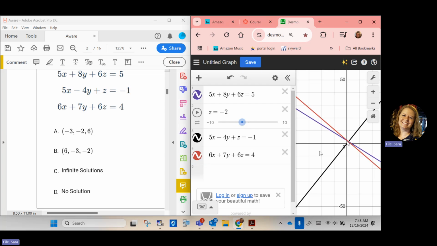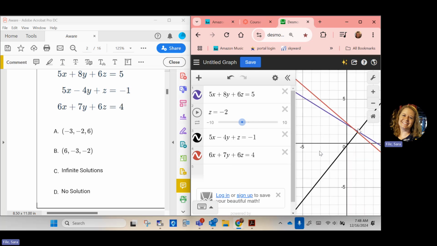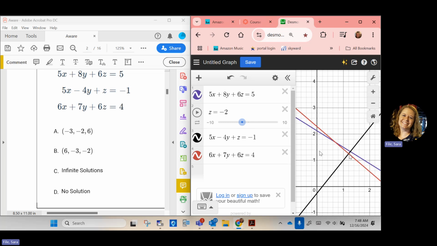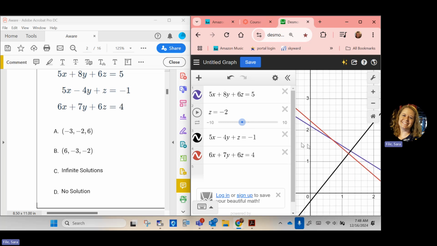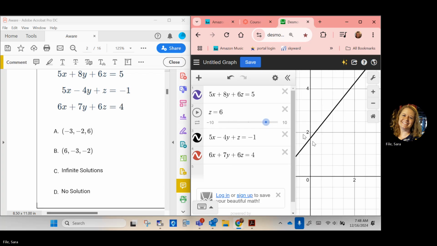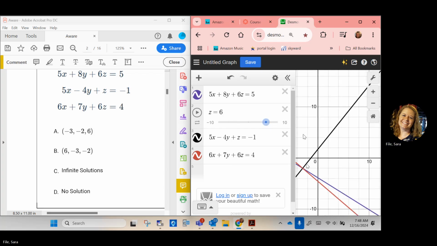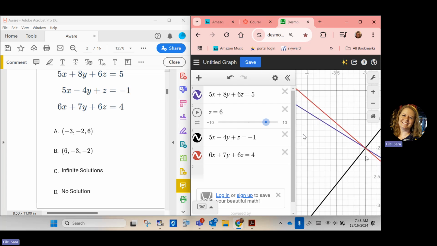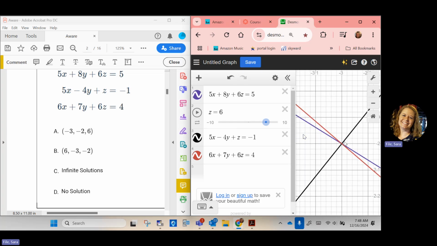Oh, that looks pretty good. And you can zoom in on that. That looks like they're all, well, actually, that's slightly off if I zoom in. They're not all three intersecting there when Z is -2. So let's check when Z is 6. Zoom back out over here and zoom in. Now that looks like they're all intersecting at the exact same point.